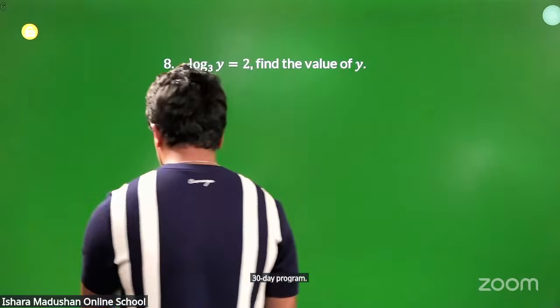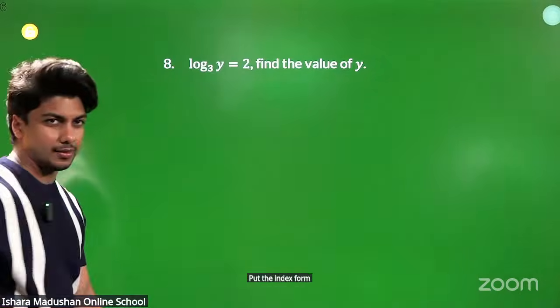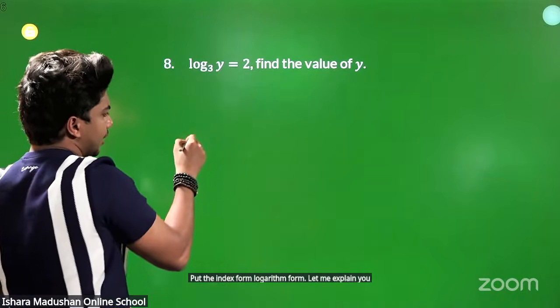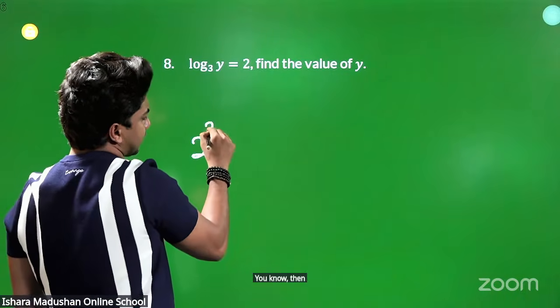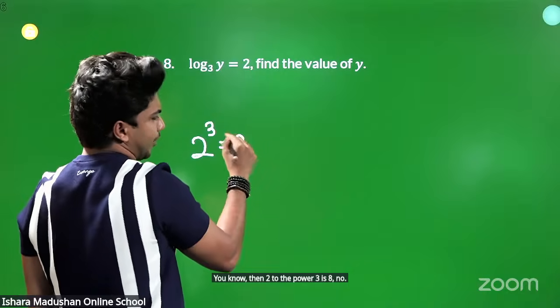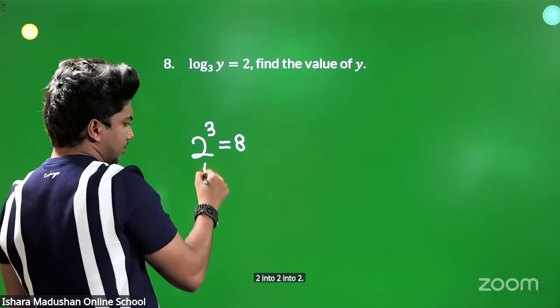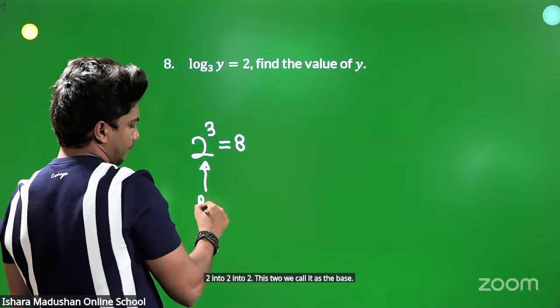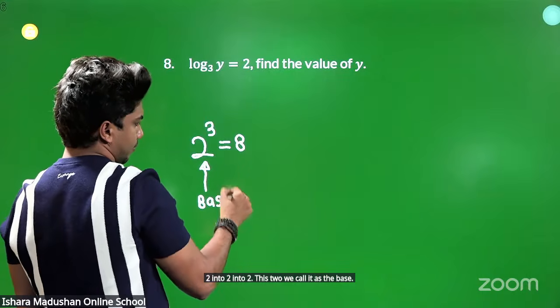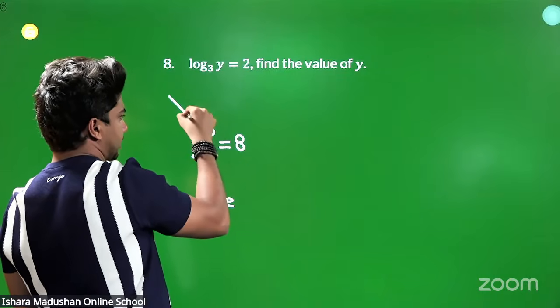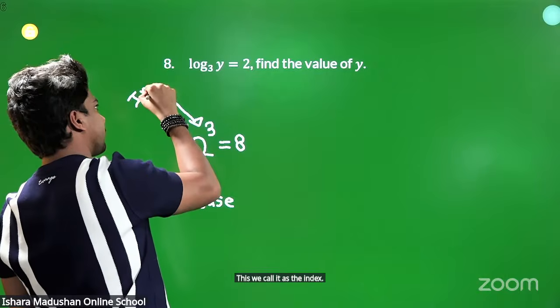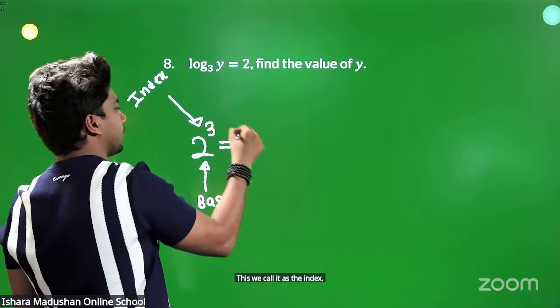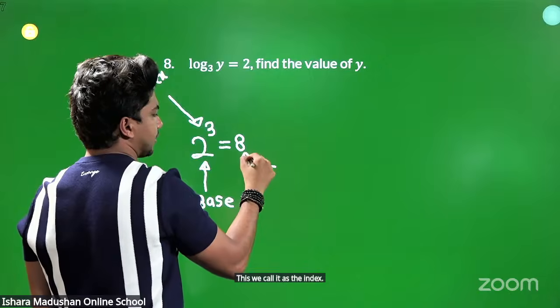Son, index form, logarithm form. Let me explain to you. Son, you know that 2 to the power 3 is 8, no? 2 into 2 into 2. This 2 we call the base. This we call the index. This we call the value.